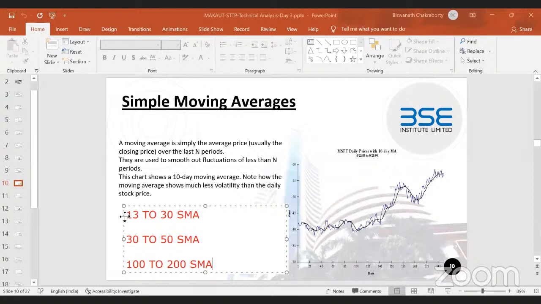But if we are going to take positions for 5 days to 7 days or 10 days, and we plot 200, definitely it will not work out. That's because a 5%, 7% upside or downside is nothing in front of the 200 SMA. Because at that time it has become very, very less responsive.